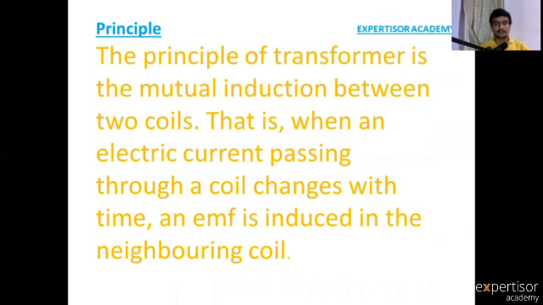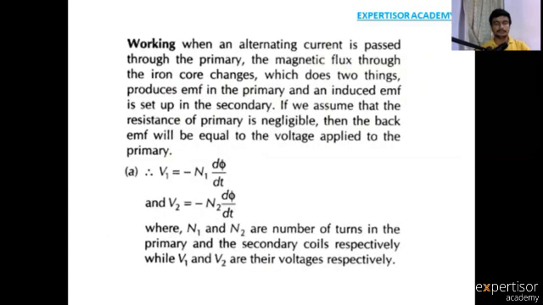So when an electrical current passing through a coil changes with time, the EMF is induced in the neighboring coil. So if the electric current passing through the primary coil changes with time, the EMF is induced in the neighboring coil. So this is the principle. What is the principle to work the transformer? It is mutual induction. Next, working.